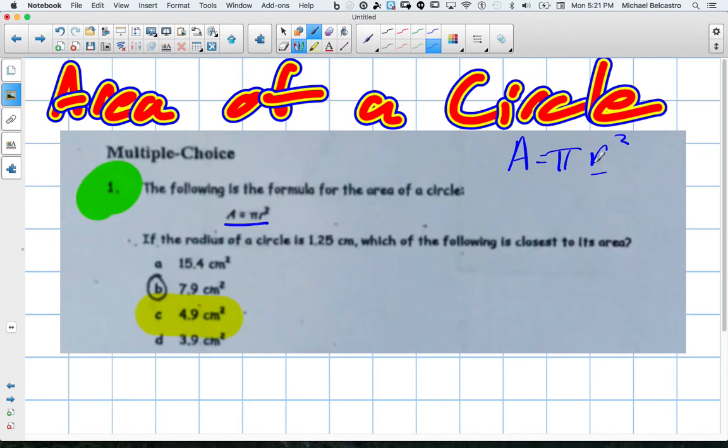And r stands for the radius of the circle. So whatever our circle is, that is the distance from the center to the outside of the circle. That's what our radius would be. If the radius of the circle is 1.25, which of the following is closest to the area?